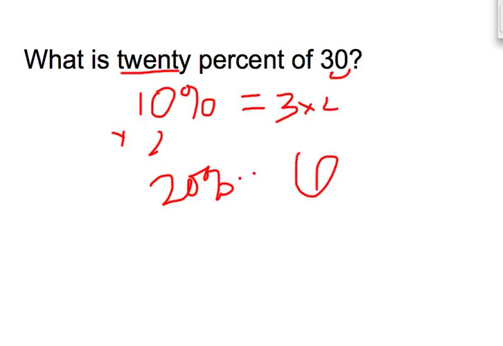What if they asked, what is 40% of 30? Again, I go back to my 10%, because that's always easy to find. 10% is 3, so 40% is 10 times 4, so 3 times 4 is 12. So 40% is 12.